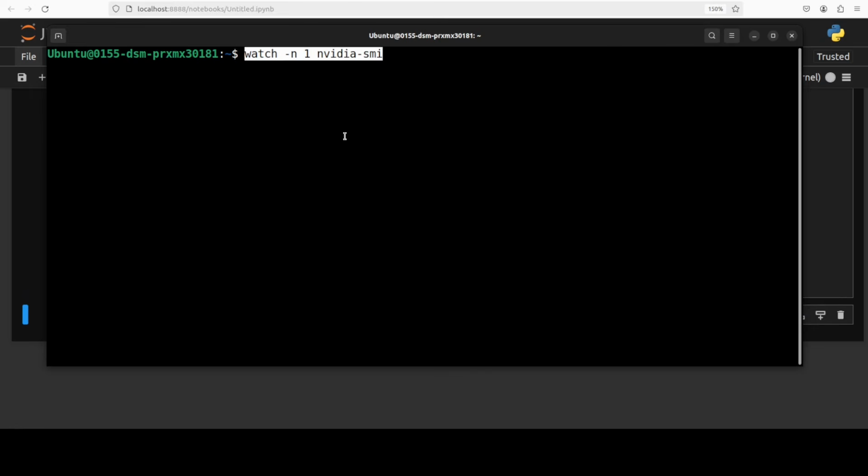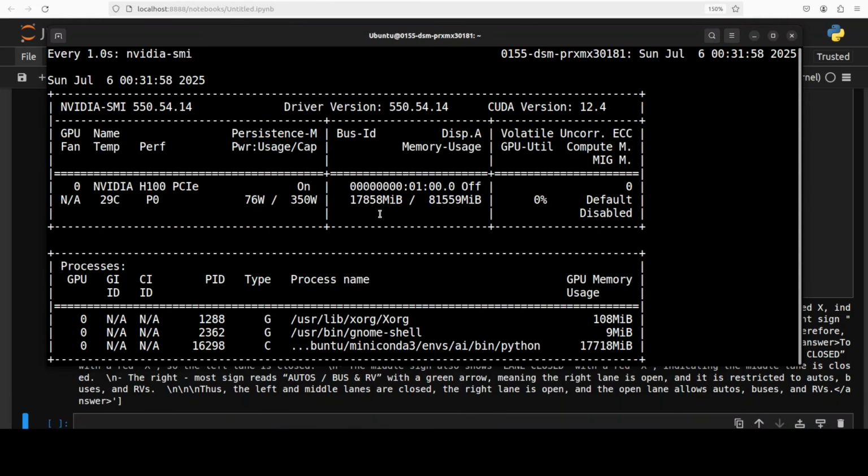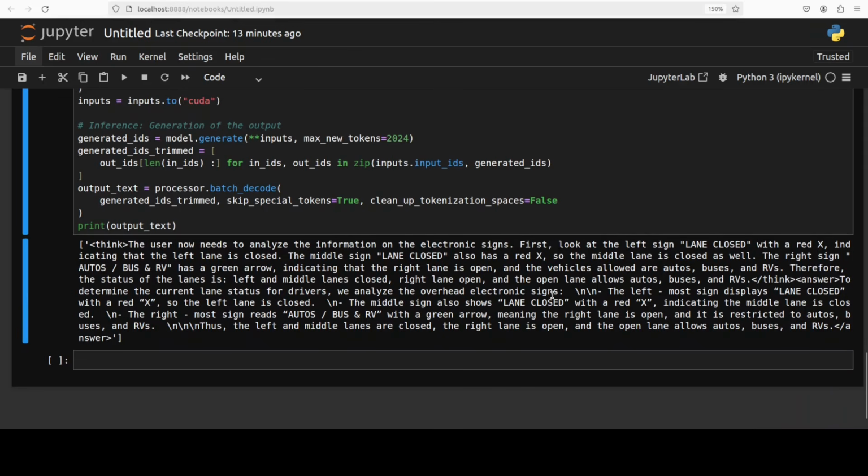Let's also check the VRAM consumption in real time. So the model is fully loaded onto the GPU. It is consuming close to 18 gig of VRAM. And while we were talking, it has also come back. That's it. So this is the thinking it has done. It doesn't do too much thinking, which is interesting.